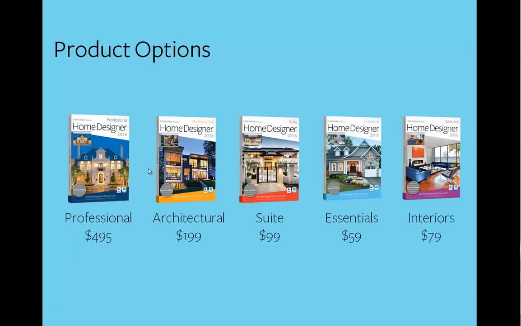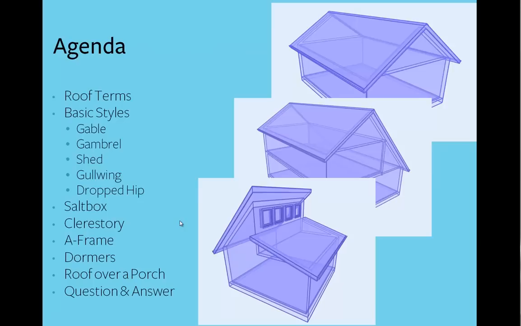Now we do have 5 different products in our product line. We will be using Home Designer Architectural today, and everything that we do should apply to all of our Home Designer programs. Today, we're going to start off by just going through some of our basic roof terms and the roof dialog box that we have. Then we're going to go through creating the basic styles, so creating a gambrel, gable, a number of different styles there. Then we'll go into some more complex roof designs, so a salt box, which is this middle one here, and a couple of other ones that you might run across. And we'll finish up by taking a look at a more complex structure where we can integrate a lot of these different styles into one home.